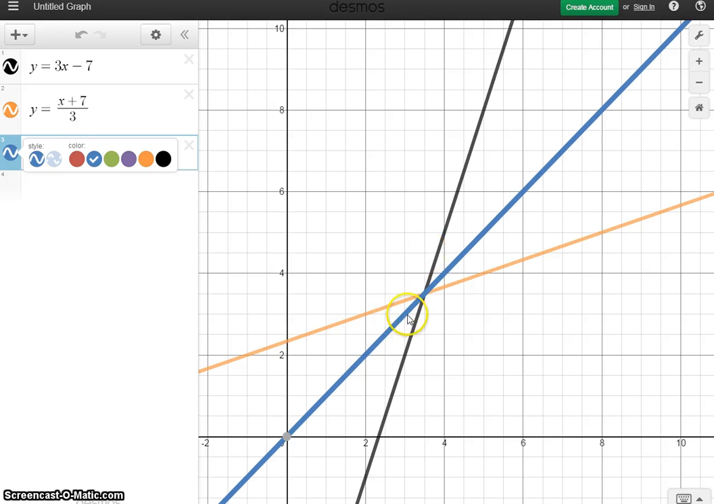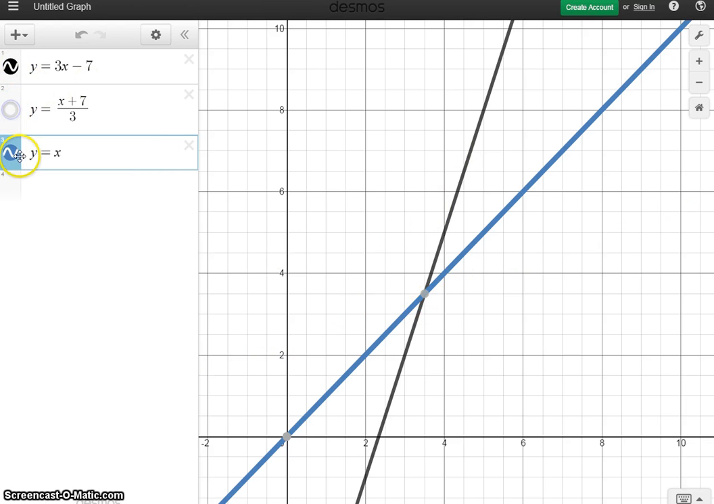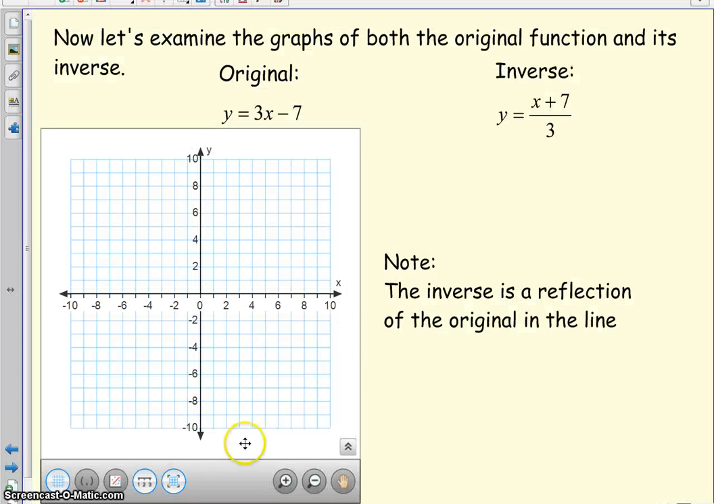All of a sudden, you might see a bit of a pattern here that almost looks like they're mirror images of each other on the other side of this line. And that's going to be the case with any function and its inverse. So if you take a look at the function and reflect it across this line y equals x, you're going to get the inverse, and vice versa. Okay, so keep that in mind, that the inverse is always going to be a reflection of the original in the line y equals x.